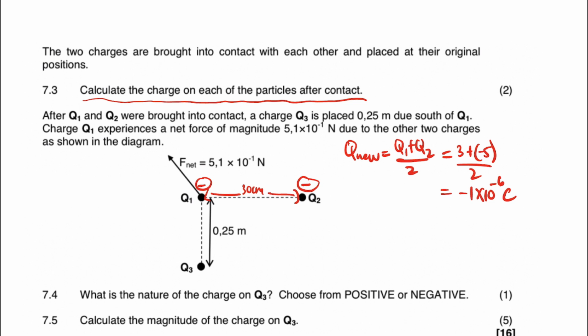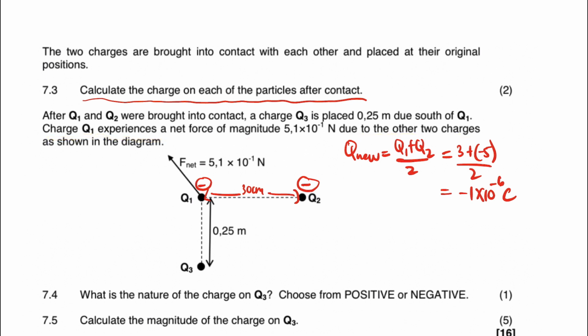Now they say, after Q1 and Q2 are brought into contact, a charge 3 is placed 0.25 meters due south, which is here's the charge 3. This is charge 1 and charge 2, and they are placed in their original distance after they got the new charge. They've been contacted and then separated, and the new charge is this one. And now there's a new charge, which is Q3, 0.25 due south, man.